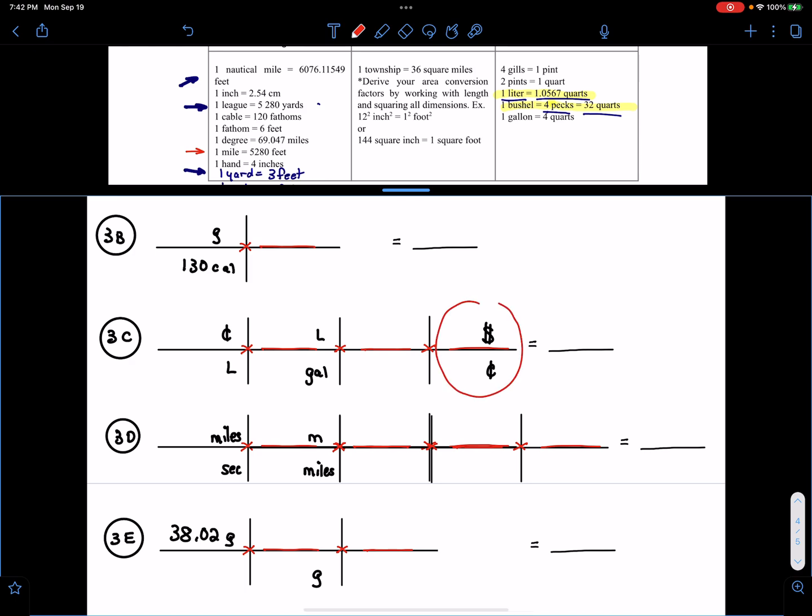Right here, $1 equals how many cents? How many pennies? All right, you got 100 pennies with that. I guess I should put the C at the, there we go. Let's do that right. Should be like that. All right, that's the only one I didn't give to you on that.